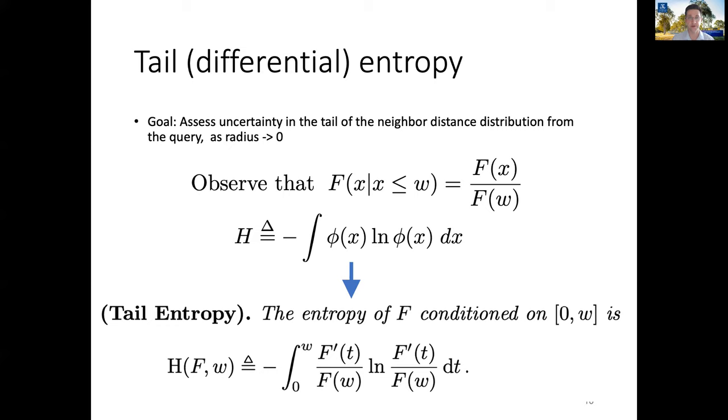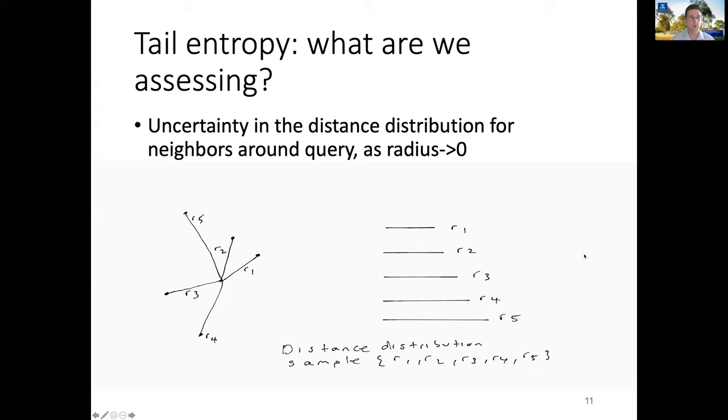What's tail entropy assessing? Well, one can think of it as assessing uncertainty in the distance distribution around the query. So here we have a query in the middle for a particular sample, and we've got a distance R1, another R2, another R3, R4, R5. If we collect all of these distances, it's a set of distances, I've just stacked them up here. It's a sample from a distribution of distances, and the tail entropy is characterizing the uncertainty in this distribution.